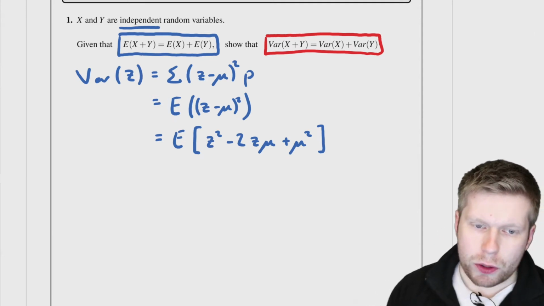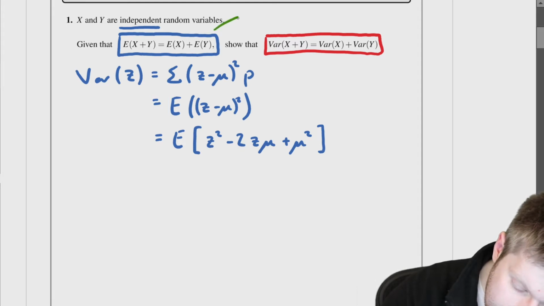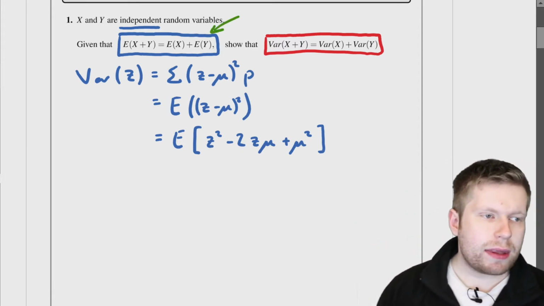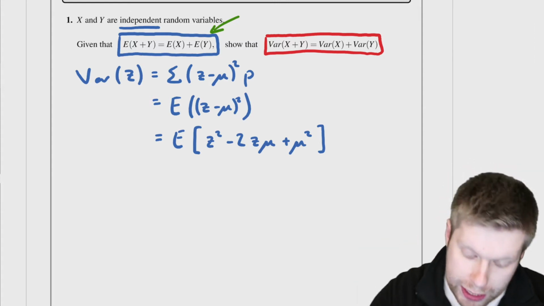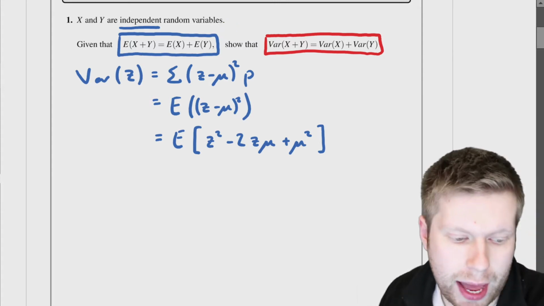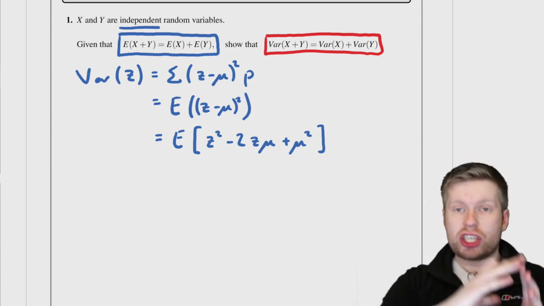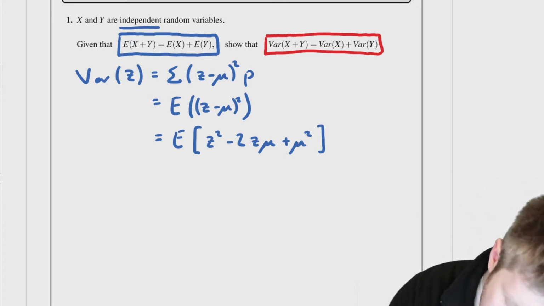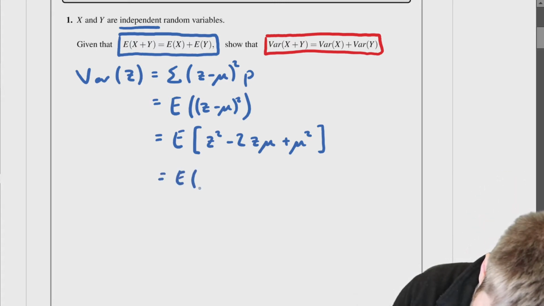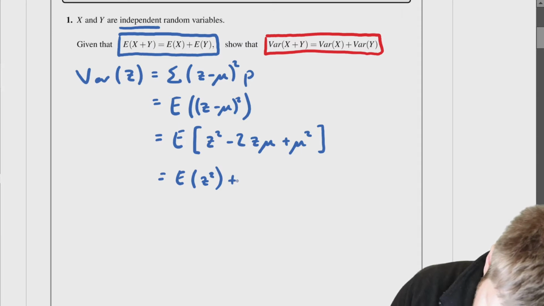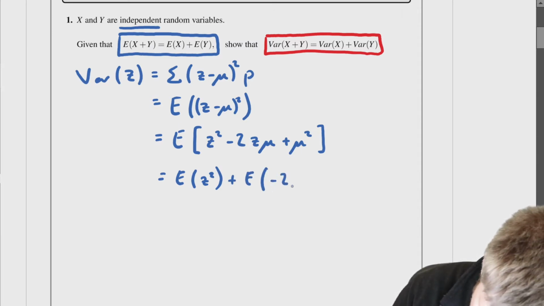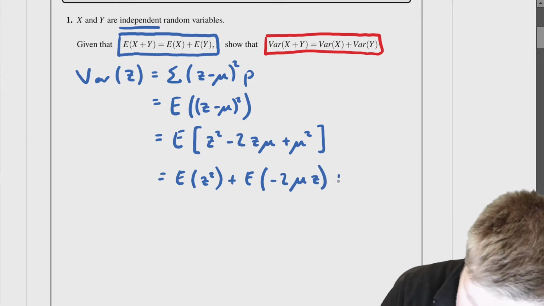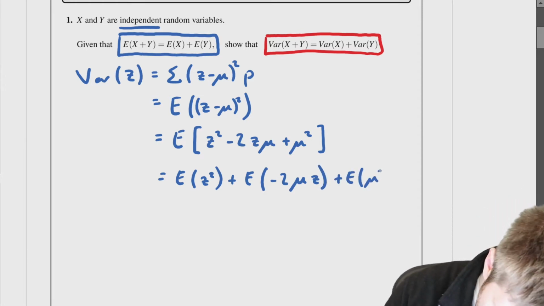Okay. Now, if you notice, I can use the fact that if I have the expectation of a sum of things, then that should just be equal to the sum of the expectations of each individual thing. So let's have a think about that. In other words, if I distribute this expectation across everything that I'm taking the expectation of, I should end up with the expectation of z squared, okay, that makes sense, plus the expectation of negative 2 mu times z, so I'm just swapping the order around, and then plus the expectation of mu squared, okay?